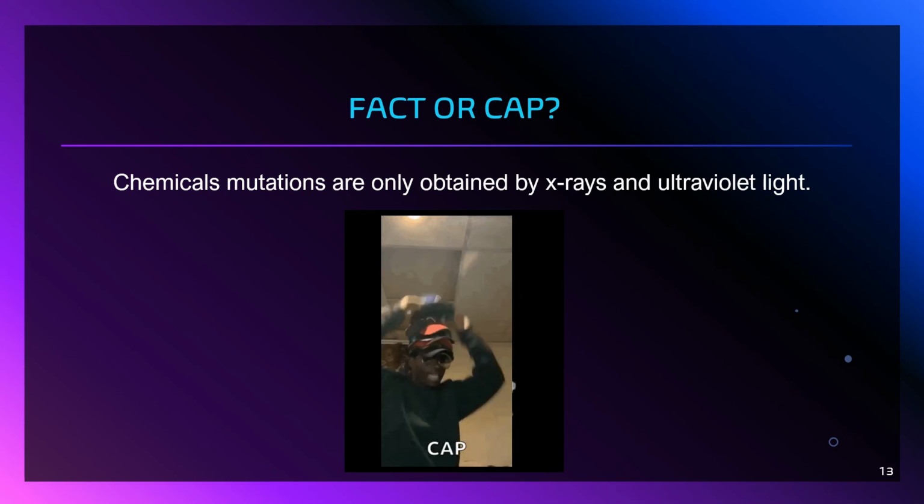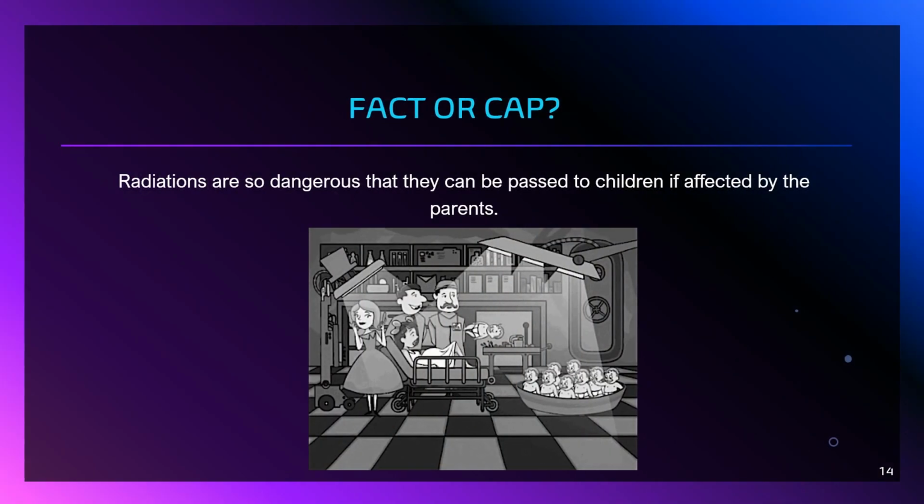Cap. We can get chemical mutations by things that are not made by radiation, even by things that we consume every day, like additives in common food. Radiations are so dangerous that they can be passed to children if the parents are affected.